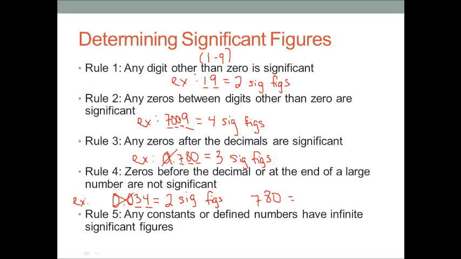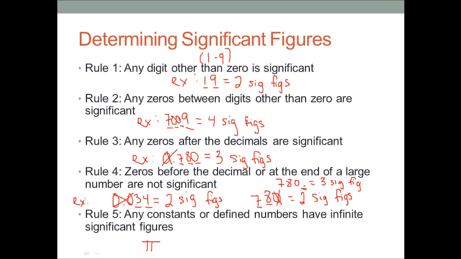Similar case with 780. 7 and 8, according to Rule 1, are significant. However, this last 0 on the end, again, is a placeholder. So this would only have 2 sig figs. Now, the only way that this can change is if there is a decimal. If the decimal is present, that means everything in front of that decimal is significant. So 780 would go from having 2 sig figs to 3 sig figs. That's the only chance. Now, Rule 5 applies for when we're doing calculations.